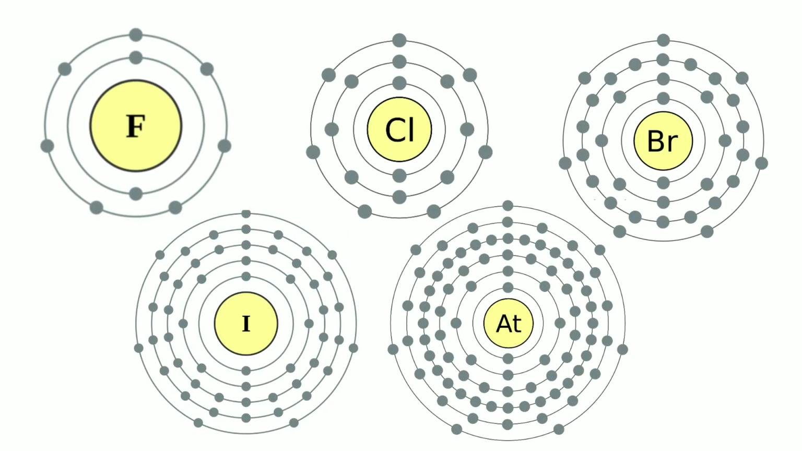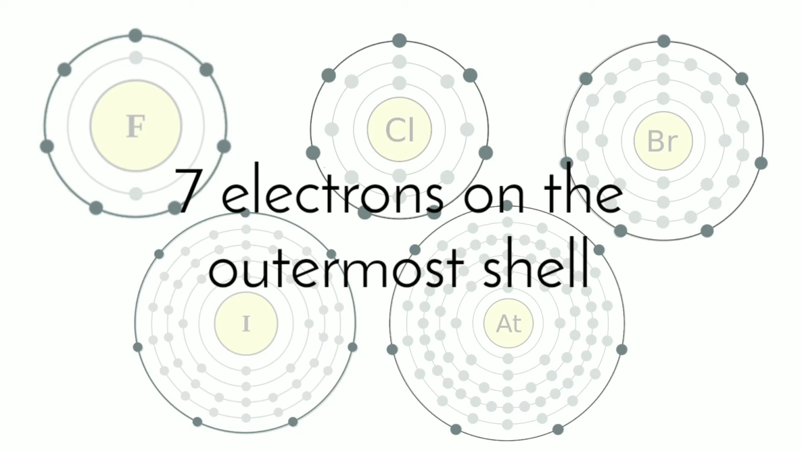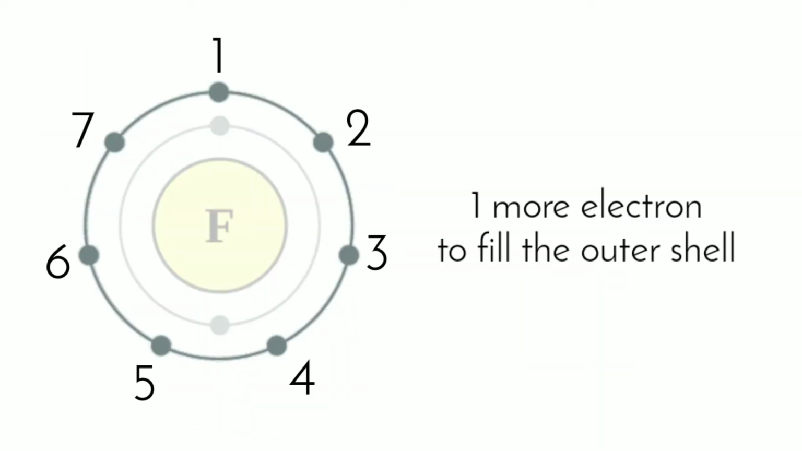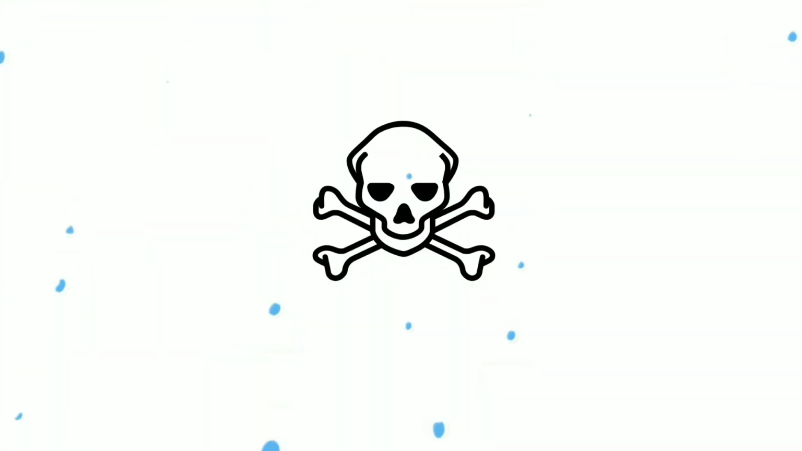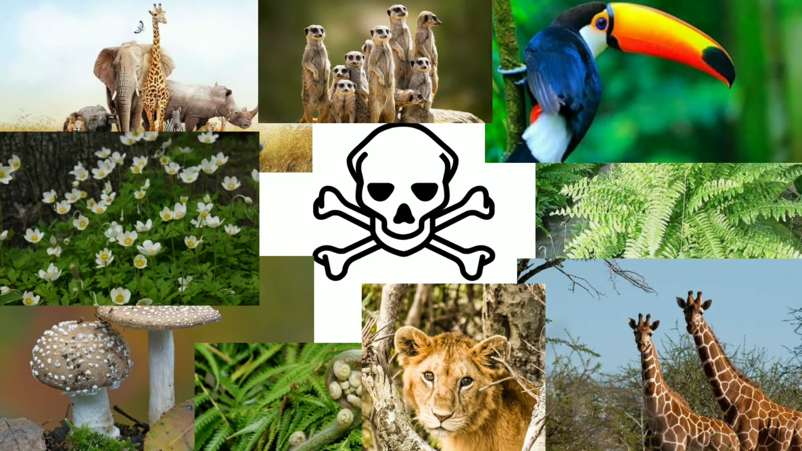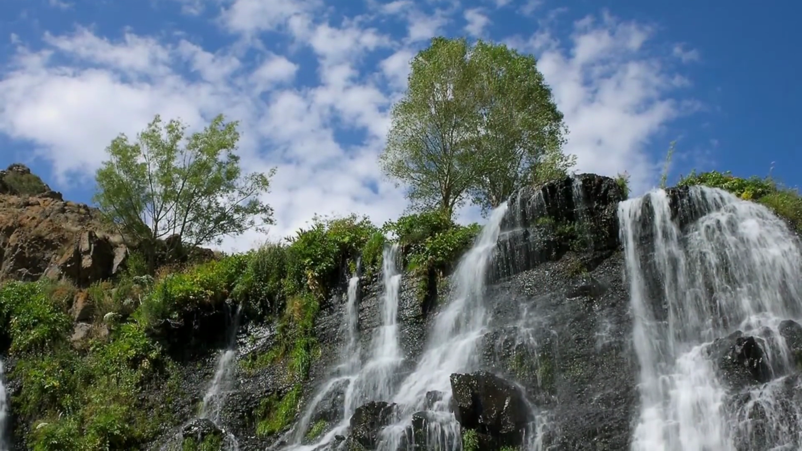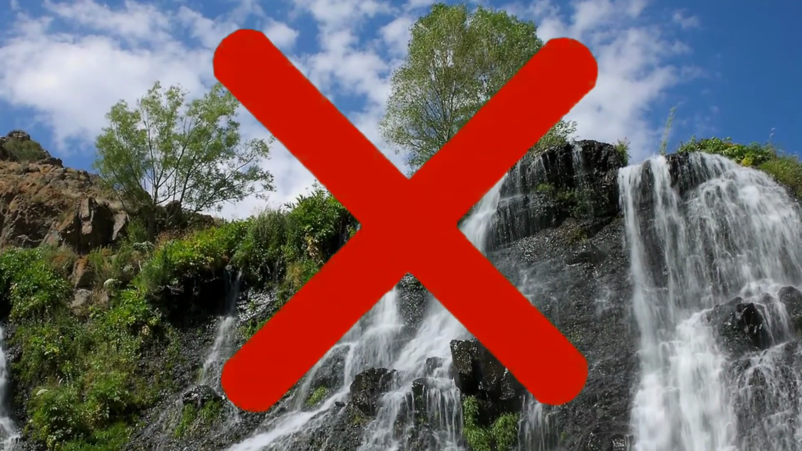The halogens are highly reactive because they carry 7 valence electrons, or in other words, they have 7 electrons on their outermost shell. They need 1 more electron to fill their outer shell. The halogens can also be harmful to biological organisms, which is why in nature they are not often found free.